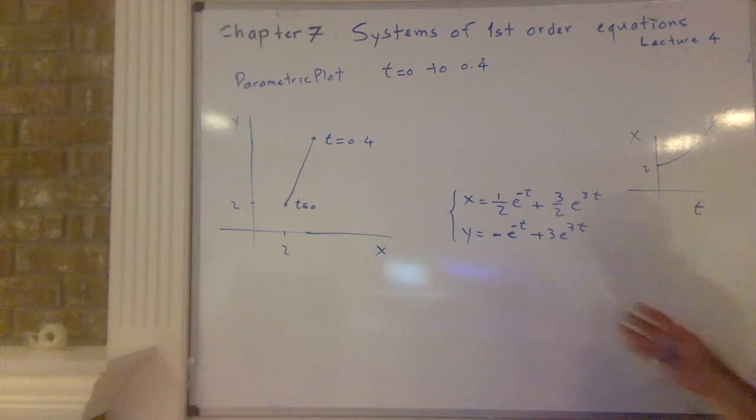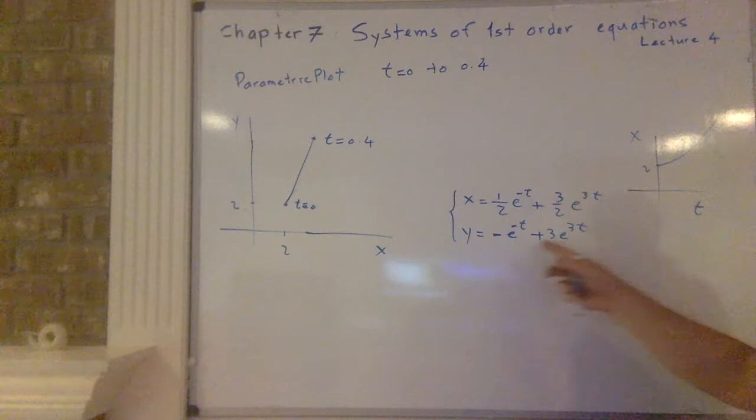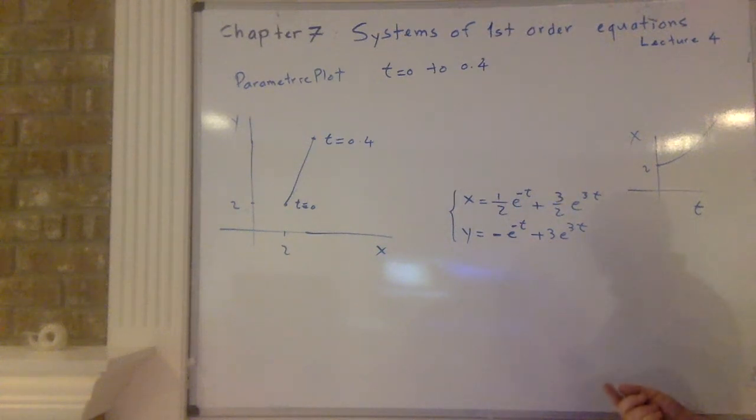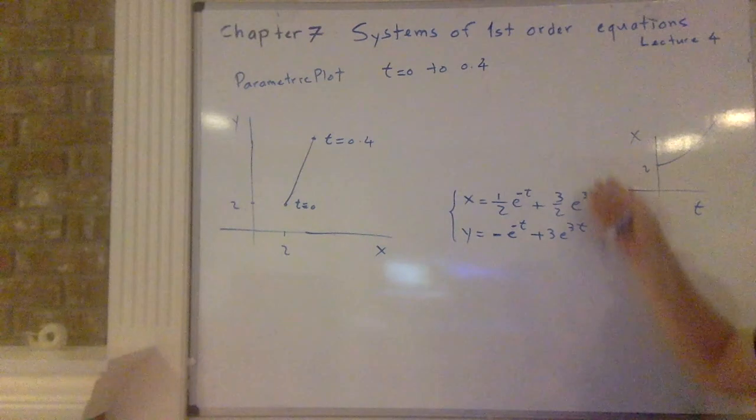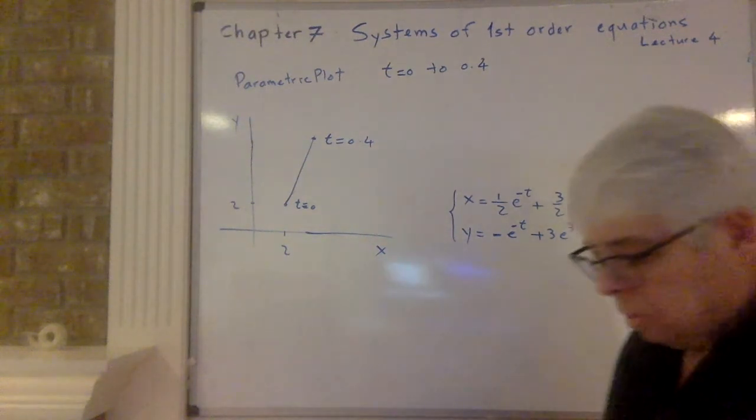That's e to power something. So at point 2, this is e to power minus 2. That's a very small number, right? And this is e to power 6. So this one dominates, and you basically get something similar to e to power 3t.